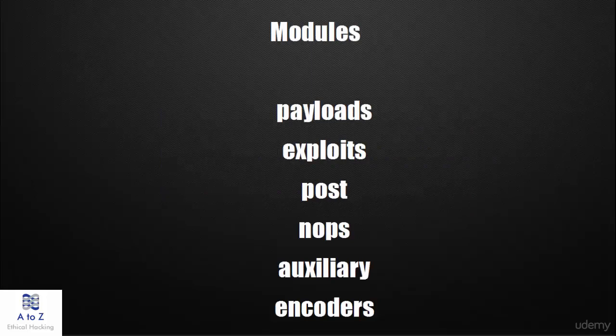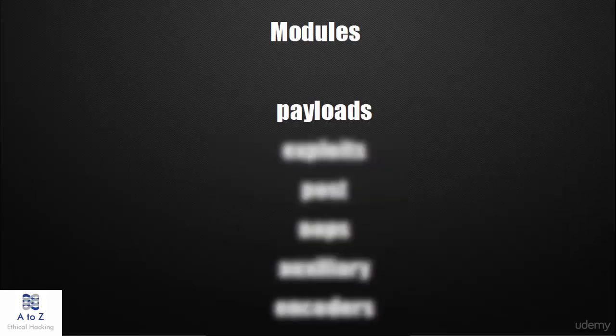Metasploit has six different types of modules: payloads, exploits, post, nops, auxiliary, and encoders. I already covered what a payload is in a previous video, in the introduction of Metasploit, and even exploits. But I would like to revise: payloads are the code that will be left behind on the hacked system, and exploits are the shellcode that takes advantage of a vulnerability or flaw in the system.